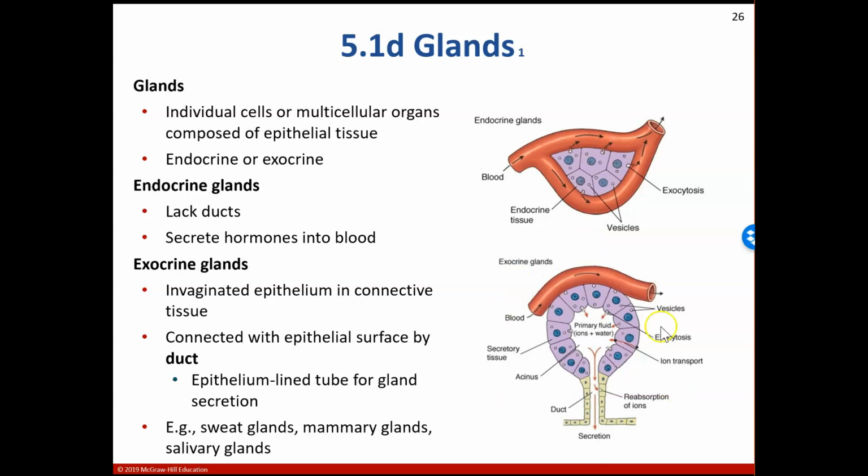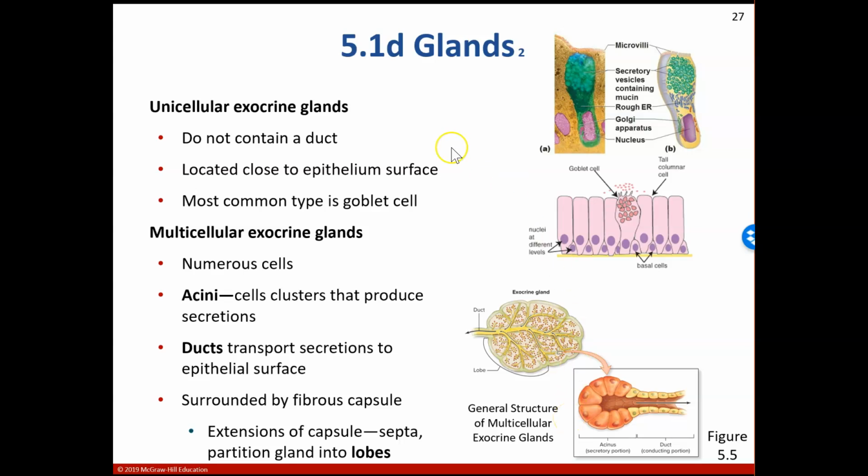And our exocrine glands will have invaginated epithelium in connective tissue, and it'll be connected with the epithelial surface by a duct. So here would be our duct, and then this secretion would move through and connect with an epithelial surface. The epithelium can line the tube of the gland as well for that secretion. So examples of this would be our sweat glands, mammary glands, or salivary glands. And we could classify the exocrine glands as unicellular or multicellular.